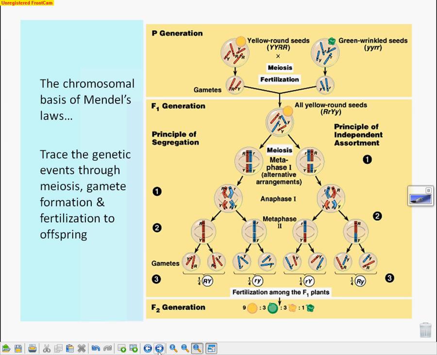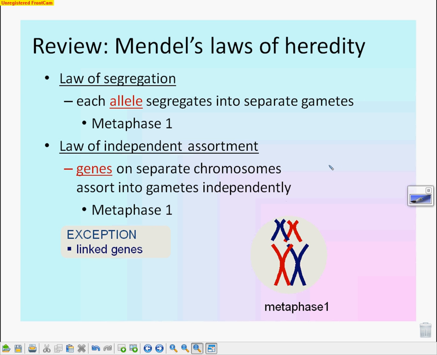So if we had to sum up a little bit of Mendel's work, he gave us 2 different laws of heredity, the law of segregation and the law of independent assortment. And these 2 laws work for all of our traits except for traits that are considered linked genes. And we will do the exception to the rule in class. So please bring any questions that you have.